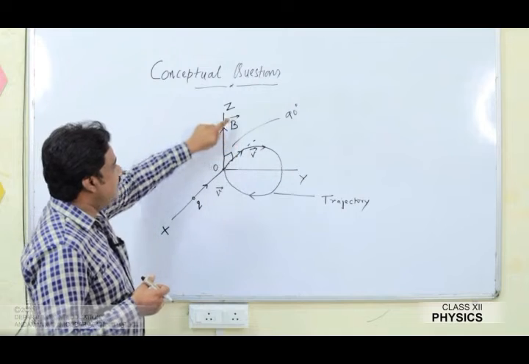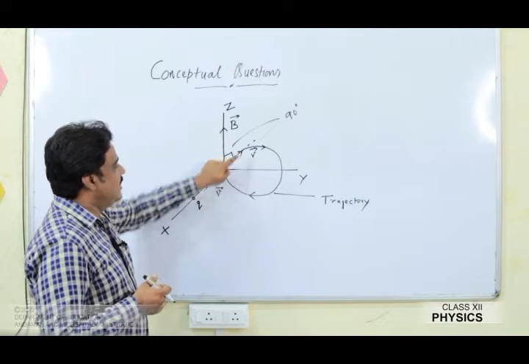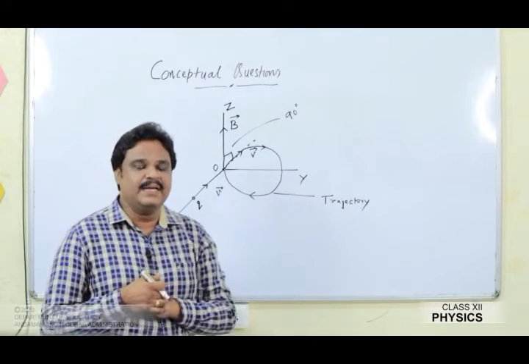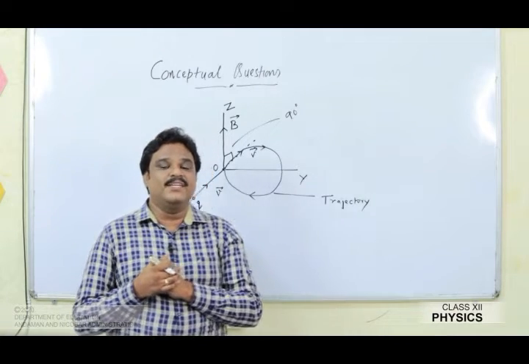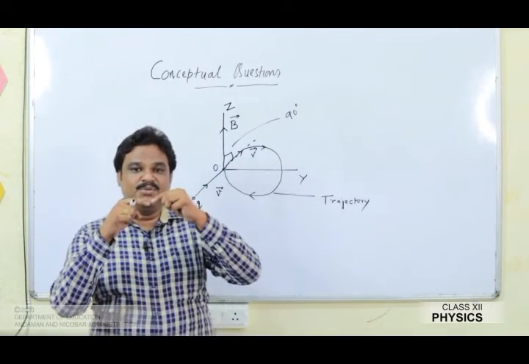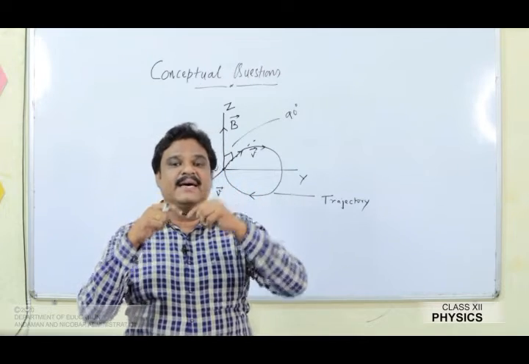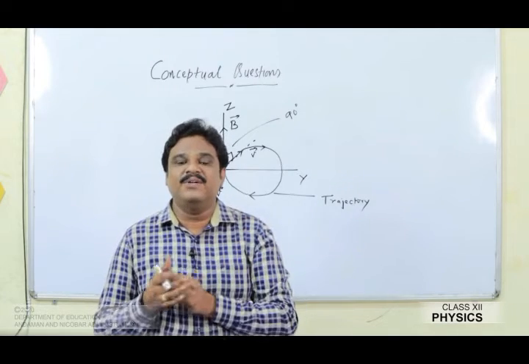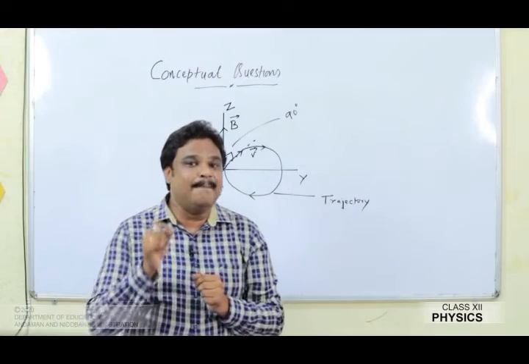When V and B are perpendicular, the charge experiences a centripetal force, and as such it moves in a circular path. So the trajectory is a circular path. But already we studied, what about the magnetic Lorentz force? It does no work on the charged particle, as force and motion are perpendicular. You are able to see the force and the motion of the charged particle are perpendicular. So the magnetic Lorentz force does no work on the charged particle. If there is no work, then there is no change in the magnitude of the velocity.